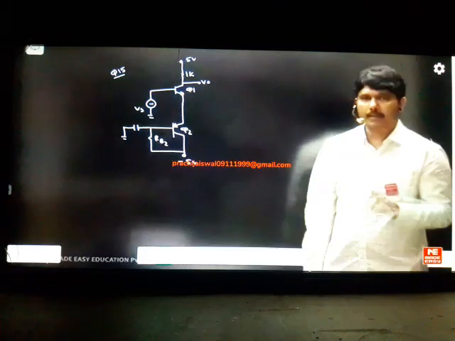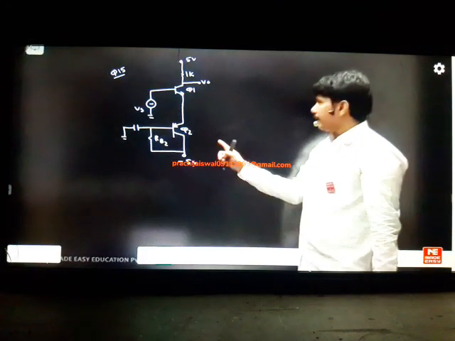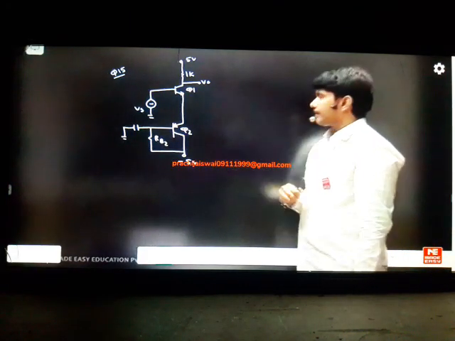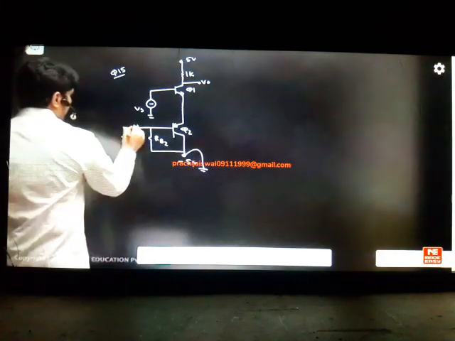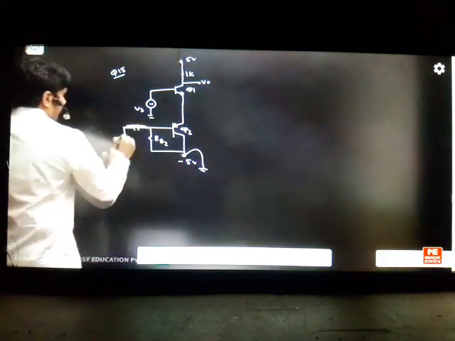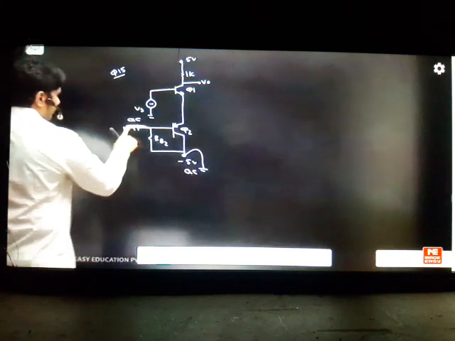So what I said in the class, whenever you see any active load problem, the first point you have to do is AC analysis. Don't forget it. AC analysis means this will become ground. That also becomes ground naturally. If this becomes ground, this point will become ground. This capacitor is getting shorted in AC analysis. Capacitor should be short, DC should be ground.